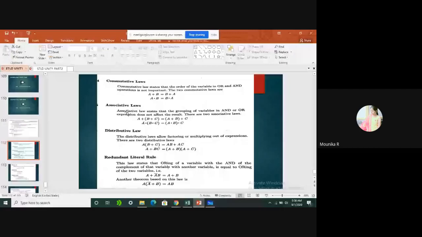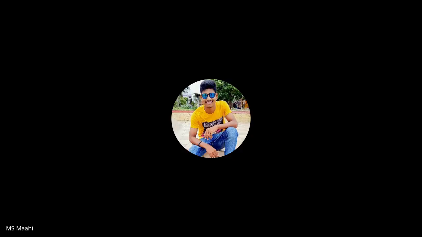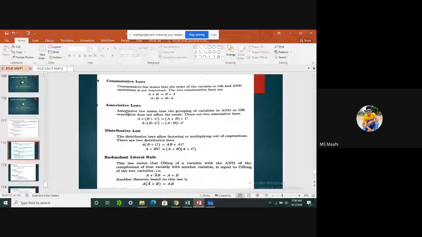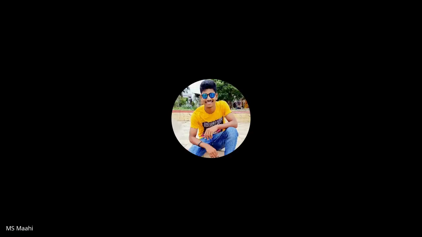Okay, sir. Just like in decimals, 2 into 3 equals 3 into 2, or 2 plus 3 equals 3 plus 2. Clear? Yes, sir. So similarly, the commutative law is similar to what we have seen in normal decimal multiplication also. A into B equals B into A. A and B is always equal to B and A. Clear all of you? Yes, sir.